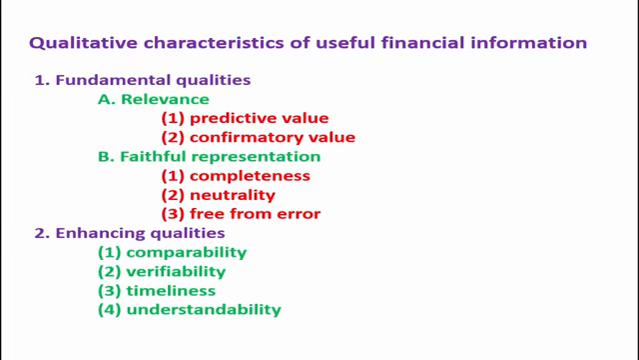Now we are going to discuss all the qualitative characteristics of useful financial information. Broadly, there are two types of qualitative characteristics: fundamental qualities and enhancing qualities. Under the fundamental qualities, we need relevance and faithful representation. To be relevant, the useful financial information should have predictive value and confirmatory value. To be a faithful representation, financial information should be complete, neutral, and free from error.